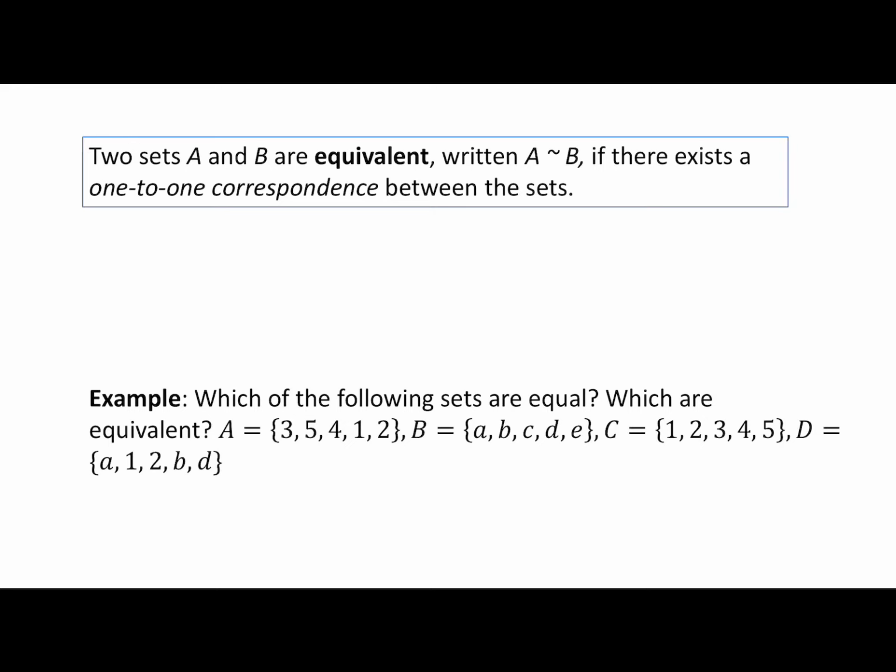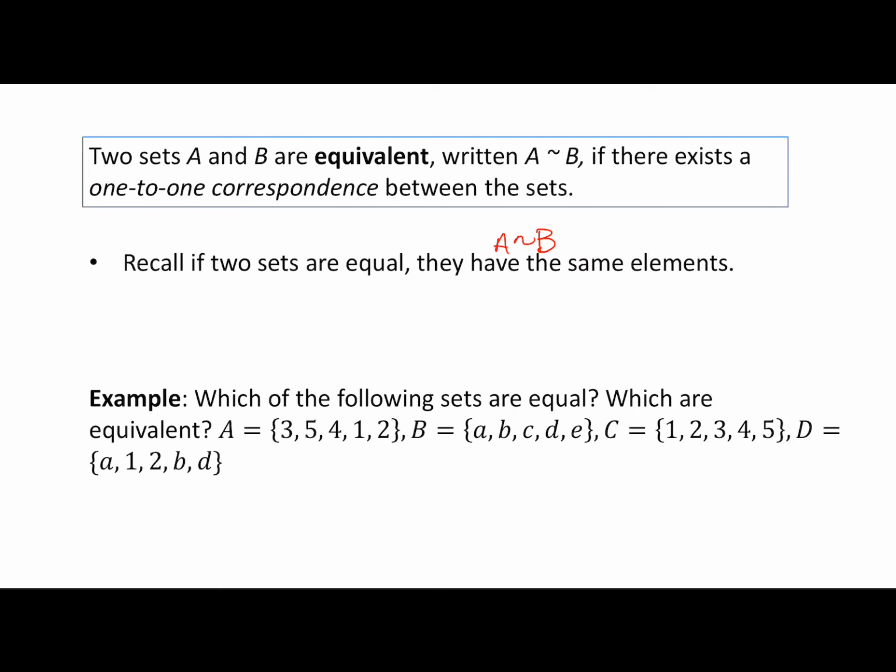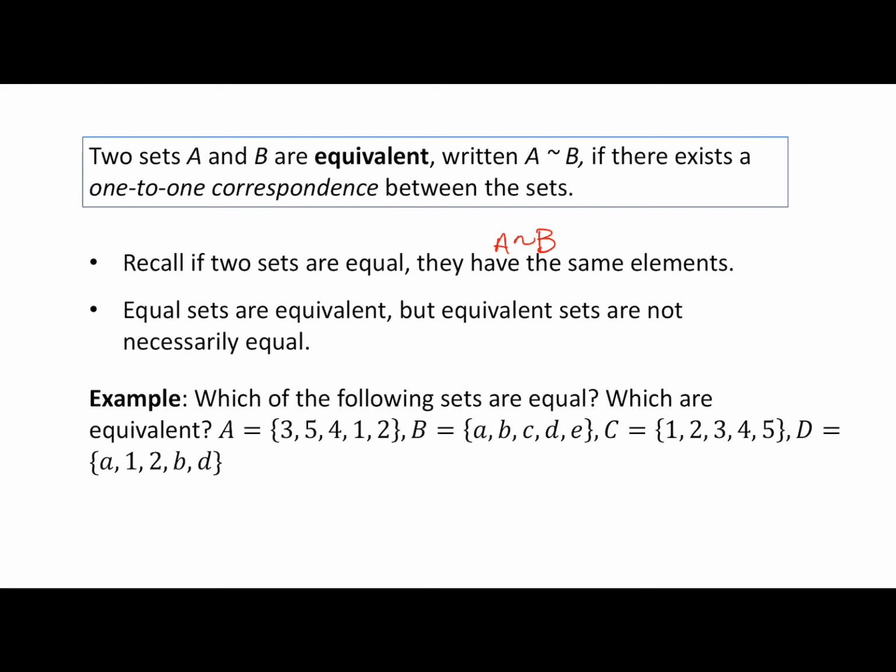All right, so we're going to call 2 sets equivalent, and we use a little tilde, so A is equivalent to B, if there is a one-to-one correspondence between the sets. So if 2 sets are equal, they have exactly the same elements. If 2 sets are equivalent, they don't have the same elements, but we can find a one-to-one correspondence between the 2 sets. All right, I want you to look at this example and determine which of these sets are equal and which are equivalent. This is one that I'll collect from you as homework.